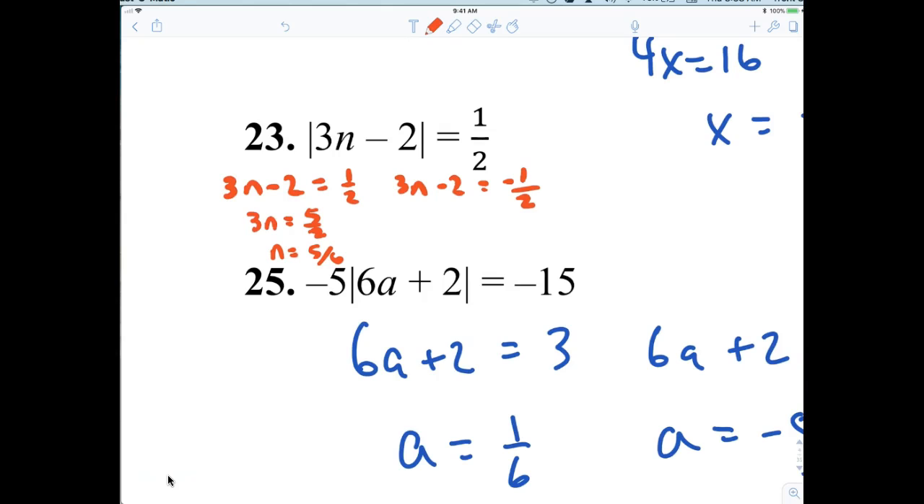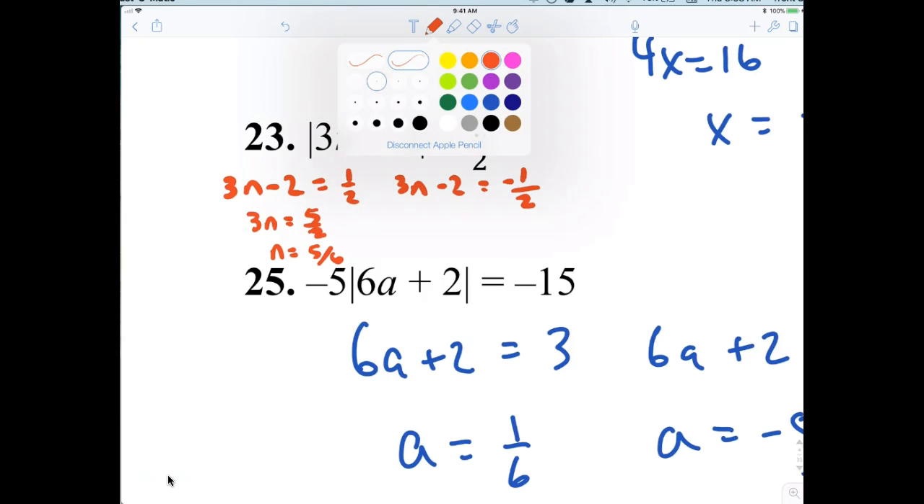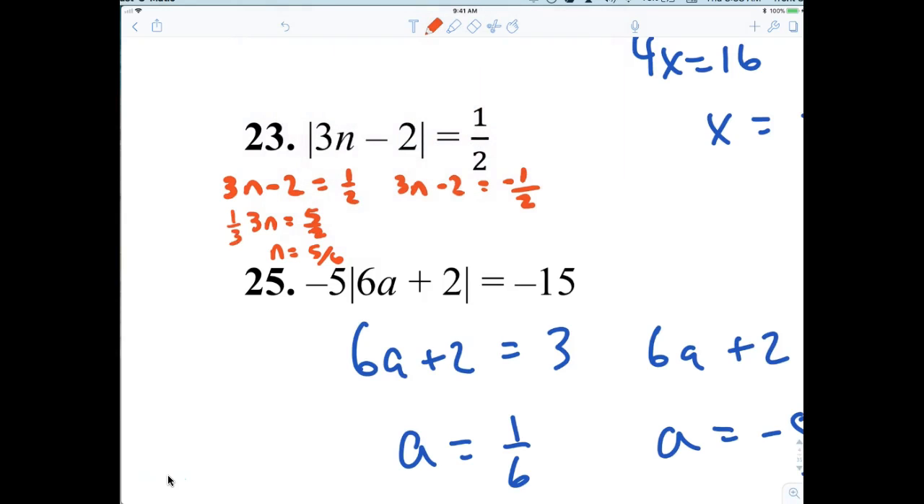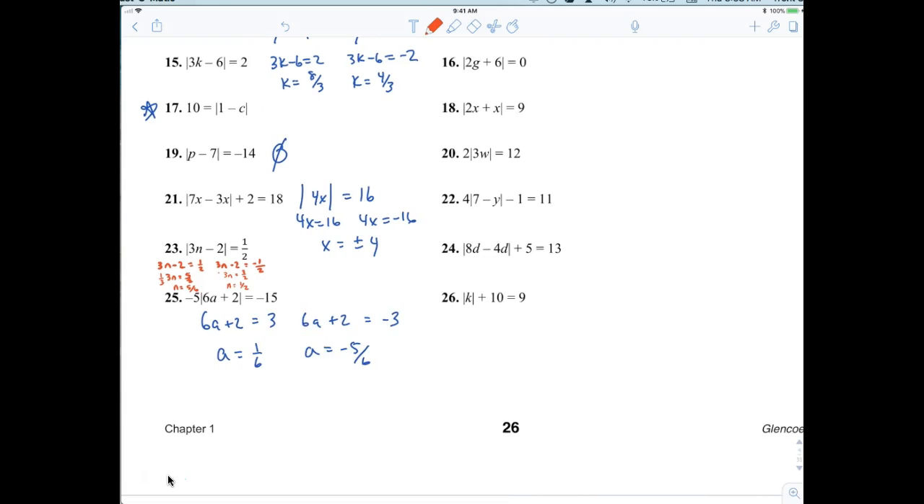Multiply by 1/3, right? That's why I say sometimes it's easier just to remember, if you multiply by the reciprocal, it's easier to see the fractions. You agree? Everybody okay with that being 5/6? Then if I add 2, it becomes 3n is equal to 3/2, right? So if I multiply by 1/3, n is equal to 1/2. Agreed? Now, anybody else on this? x equals 5/6 or 1/2. Yes. All right.